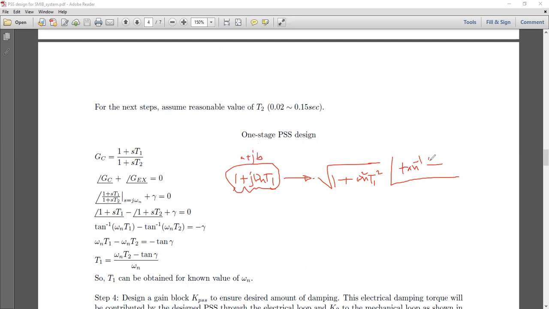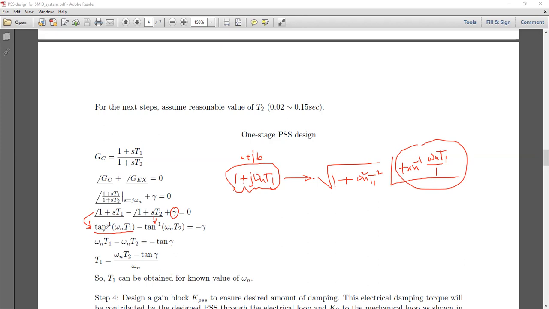So simply it would be tan inverse omega n T1 divided by 1. We can omit it, ignore it, no problem. So tan inverse omega n T1, this is the angle, and we are interested in this. You see, tan inverse omega n T1 is the angle for this one. Similarly, for 1 plus sT2, the angle would be tan inverse omega n T2. And the gamma is taken to the other side, so that becomes minus gamma.